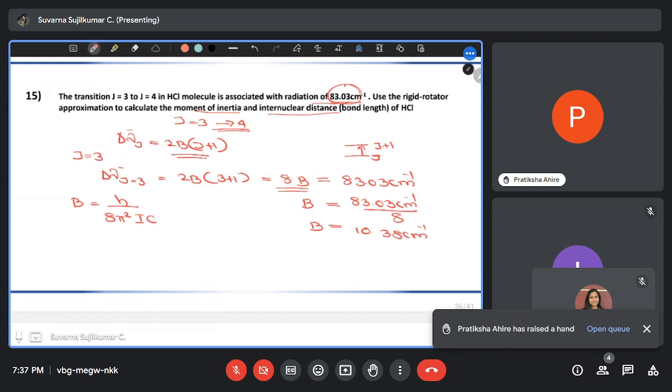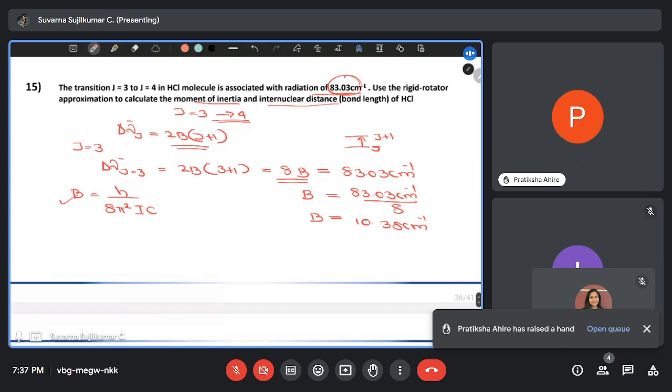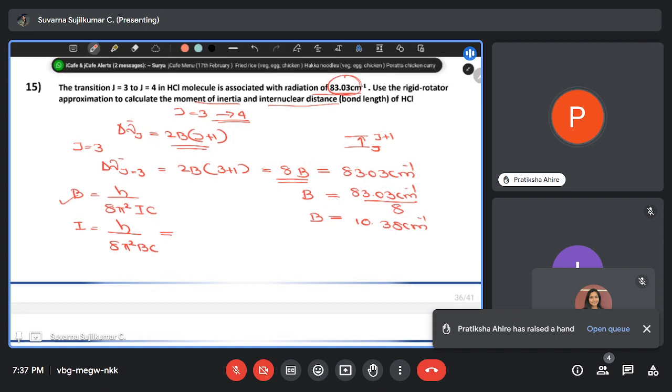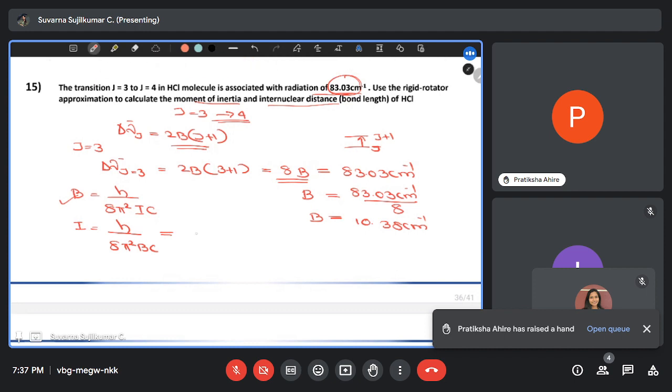We can, right? We already found the value of B, and the others are constants. Then I is equal to h divided by 8 pi squared B c. Our value is in centimeter inverse. If you put in all the variables, you will get the moment of inertia as 2.7 into 10 raised to minus 10 gram centimeter squared.